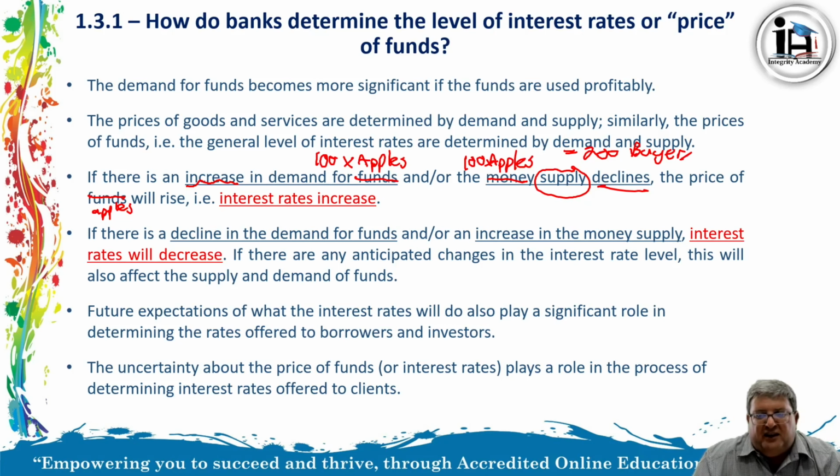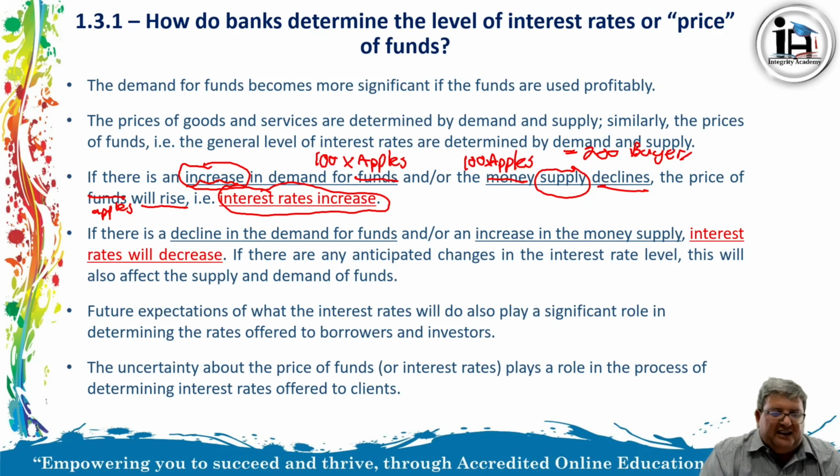Then I'll make more money. And therefore, if the price rises, climbs, goes up, then the interest rates increase as well. Does it make sense to you? So now the moment there's an increase in demand, interest rates also increase. But if there's a decline in the demand or an increase in the money supply, interest rates will also decrease.